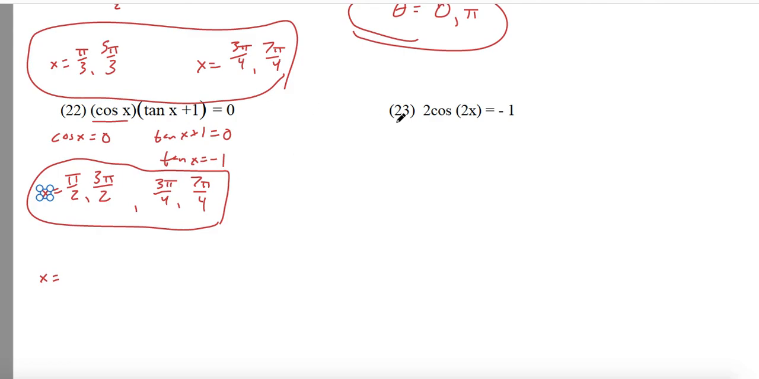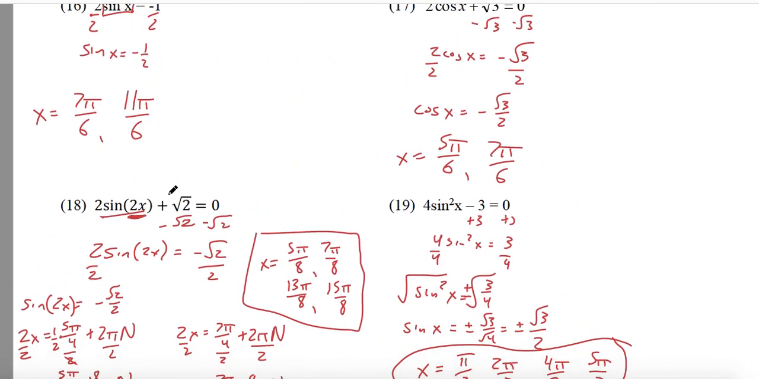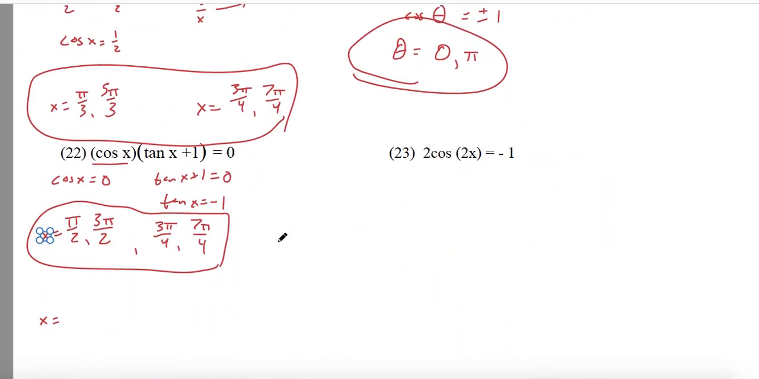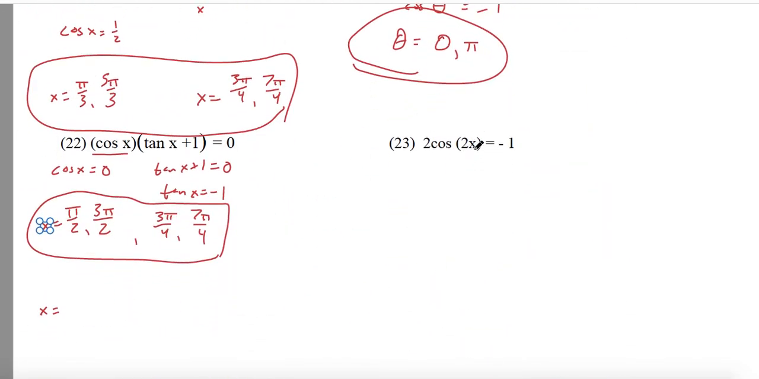All right, last one here. We've got 2 cosine 2x equals -1. First one to solve, and notice this one is like this other one. We got a double angle in there, got a coefficient inside of our angle. So we're going to have to use the general form to solve these. We've got cosine 2x equals -1/2.